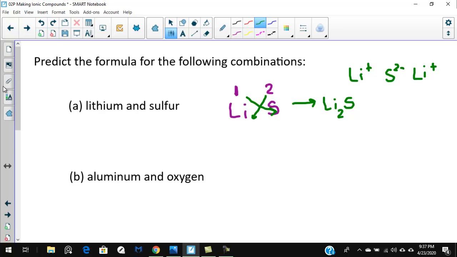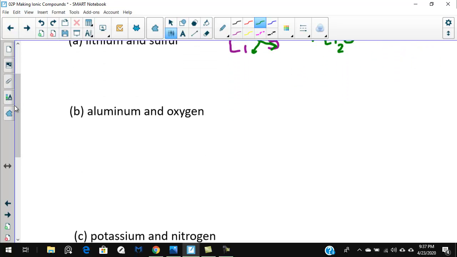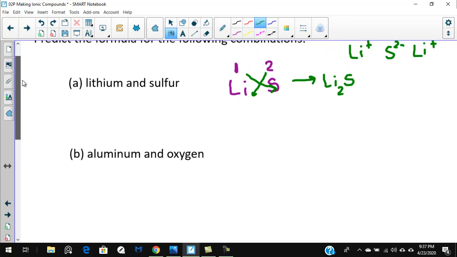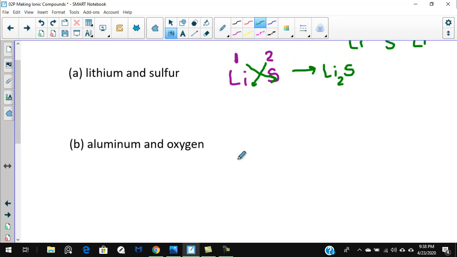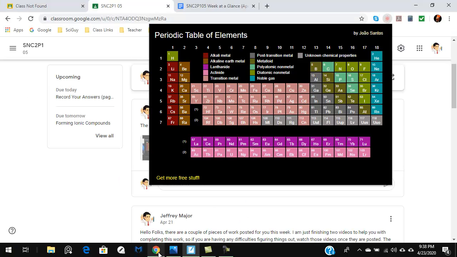Okay. Final example, let's look at aluminum and oxygen. Yeah, aluminum and oxygen is a good one. So we'll do aluminum symbol is Al, oxygen symbol is O. Let's go to our periodic table and look these up. So aluminum's right here, it's in group 13. Oxygen's over here, it's in group 16. So 13 and 16.